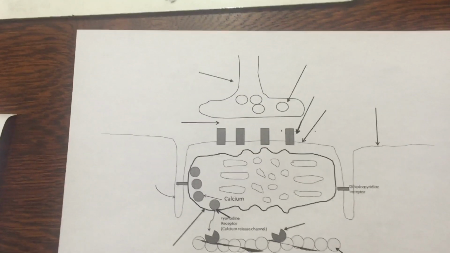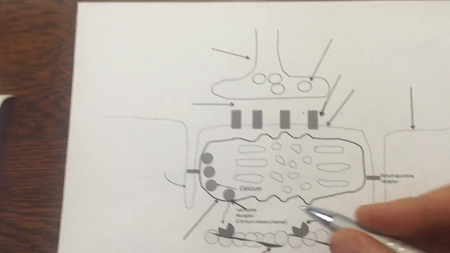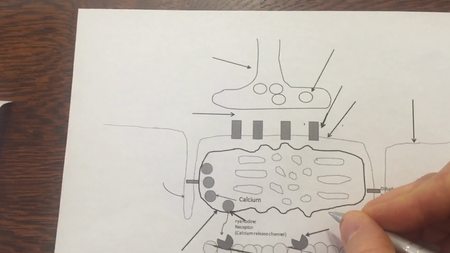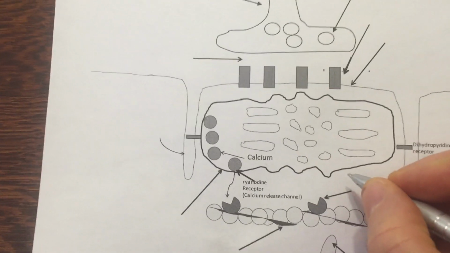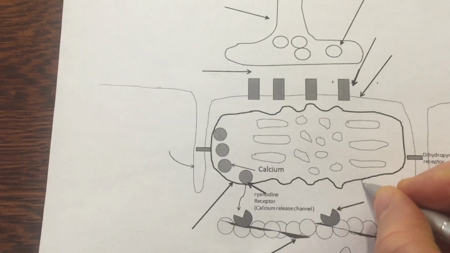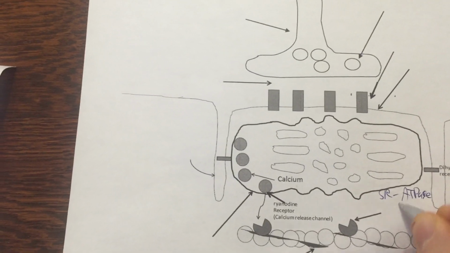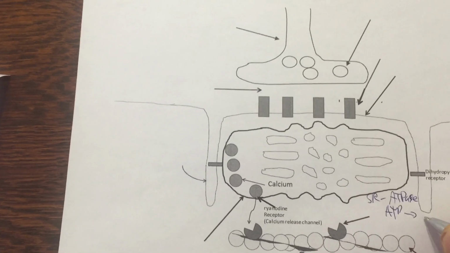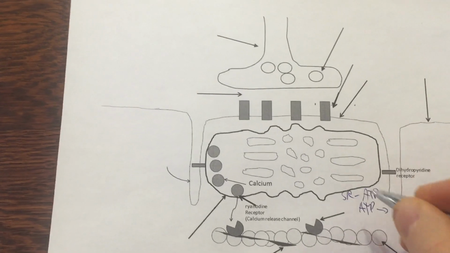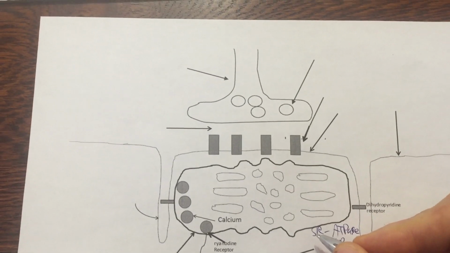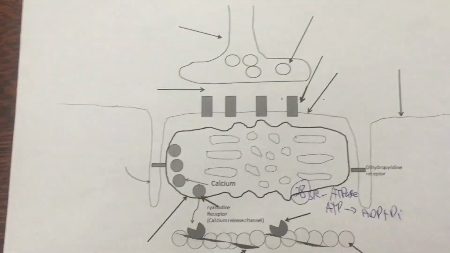So the next step here is that ATP is split to adenosine diphosphate and inorganic phosphate by the sarcoplasmic reticulum ATPase. So I'm going to have SR ATPase here, and you get ATP being split to ADP plus inorganic phosphate. And that is step number 28 on your question sheet.